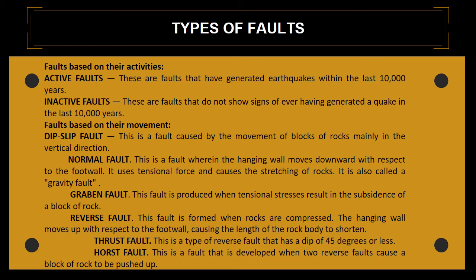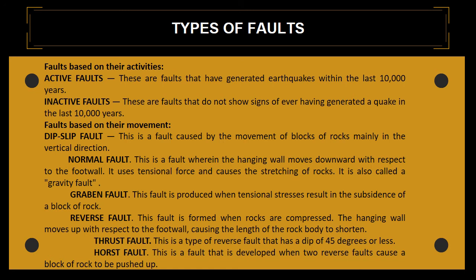So, faults based on their movement. So, we have dip-slip fault. These are faults caused by the movement of blocks, mainly in the vertical direction. So, dip-slip, vertical direction, pataas. So, normal fault. This is a fault wherein the hanging wall moves downward with respect to the foot wall. It uses tensional force and causes the stretching of rocks. It is also called gravity fault. So, ibig sabihin, yung normal fault, ito yung pababang movement ng hanging wall.